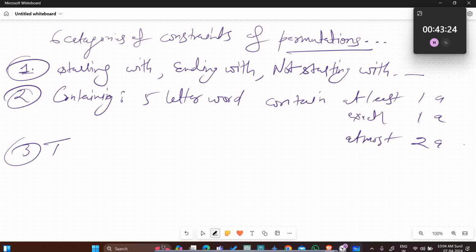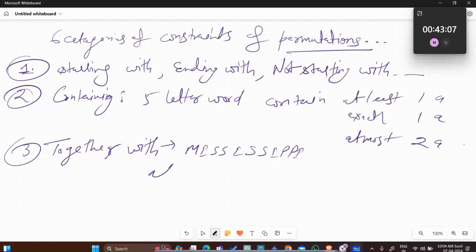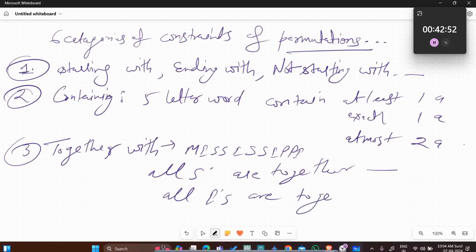Third type is together with. Together with is like this: this is a word, Mississippi. So we can say all S's are together, or we can say all I's are together, like that.